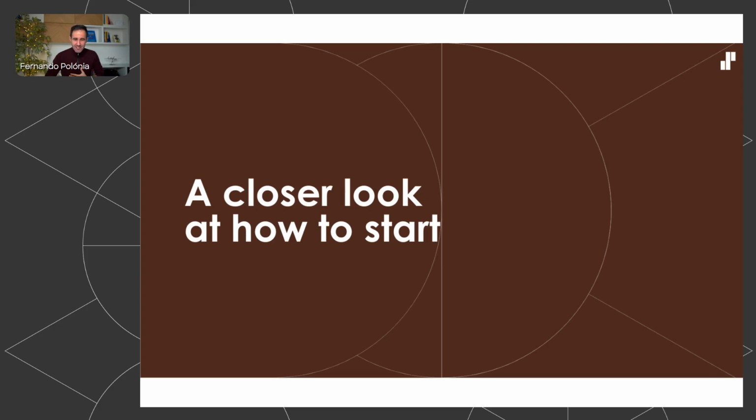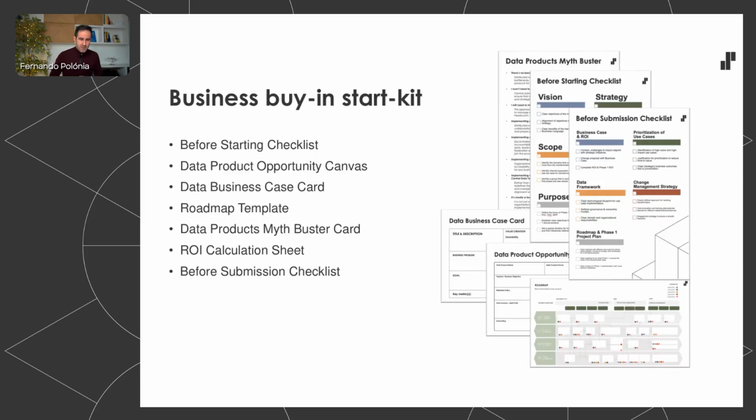I'll go back to the questions in a minute, and I'll go over the rest. Just so that we finish on time, we are just under 5 minutes. So taking a closer look on how to start, we have the buy-in start kit. You can download this directly here. You have a before starting checklist. So before starting the workshops, let's say, the initiative, you have the data product opportunity canvas, the business case card, the roadmap template that we've seen today, the data products myth buster card.